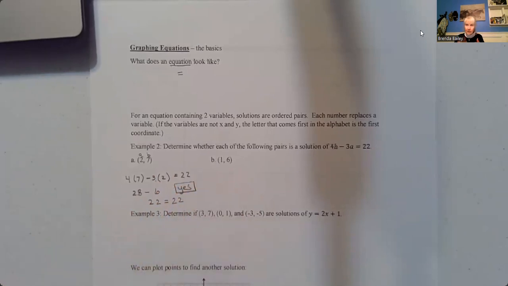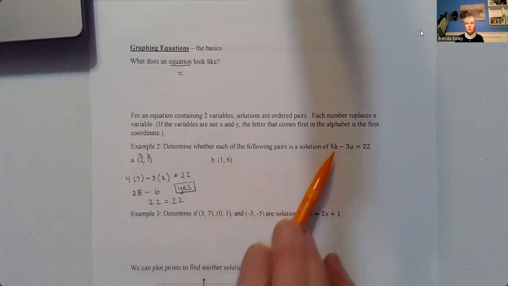2, 7 is a point on the line. If you were to graph it, 2, 7 would work in that equation. So we call it a solution to the equation. Notice that the solution, when you have these two variables, is an ordered pair. Let's look at this next one. Is 1, 6 a solution to this equation? Or if you were to look at the graph, a graph is a picture of the solutions. Does this point fall on the graph? And the graph is a picture of all the solutions.